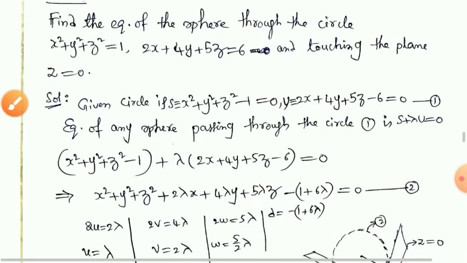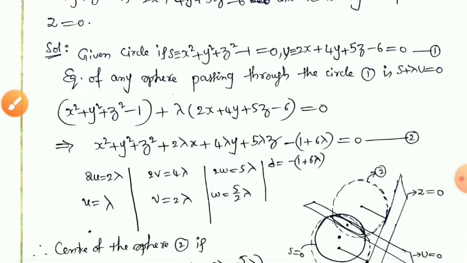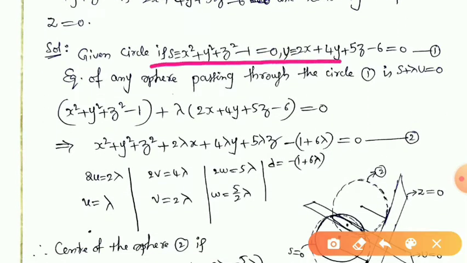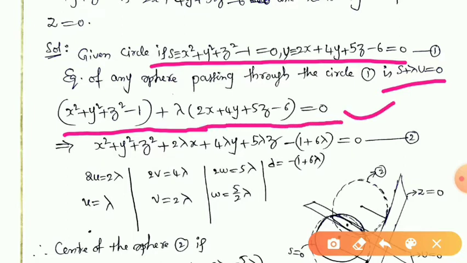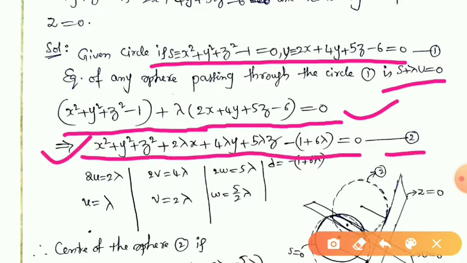Therefore, the sphere passing through the given circle is, the equation of the given circle is this. The sphere passing through the given circle is S plus lambda u is equal to 0. That is x square plus y square plus z square minus 1 plus lambda into 2x plus 4y plus 5z minus 6 equal to 0. This is the equation of the sphere passing through a circle. On simplification you will get this. Say this is equation number 2.